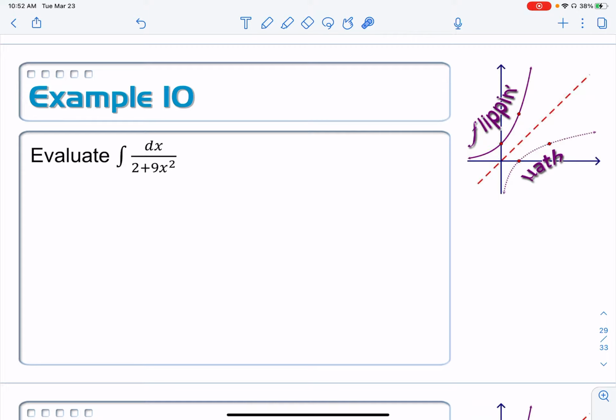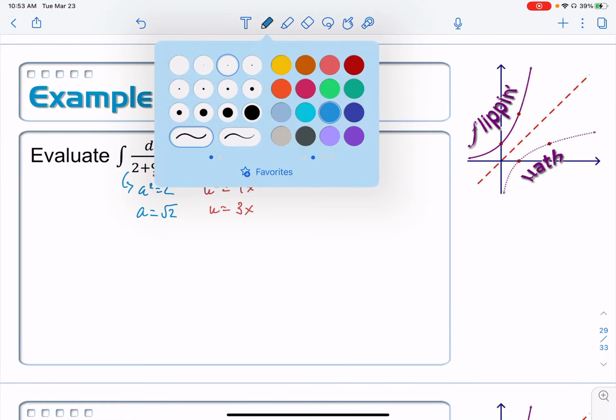This means that we're going to do an arctangent. We just came up with a rule for this one where this is our a squared. So a squared is equal to 2, meaning that a is equal to the square root of 2. Then also this 9x squared is equal to u squared. Take its square root just like we did before, so u is equal to 3x. Now we're good to go to plug this into our antiderivative rule.